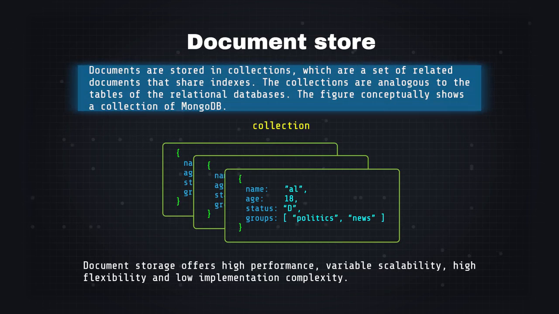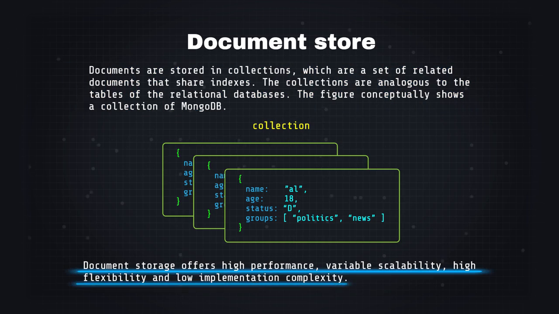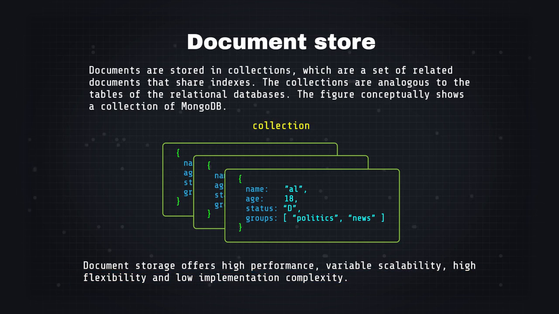Documents are stored in collections, which are a set of related documents that share indexes. The collections are analogous to the tables of the relational database. The figure conceptually shows a collection of MongoDB. Document storage offers high performance, variable scalability, high flexibility, and low implementation complexity.